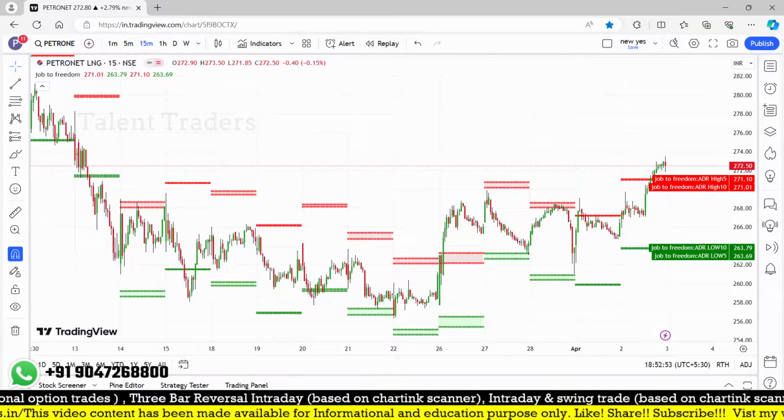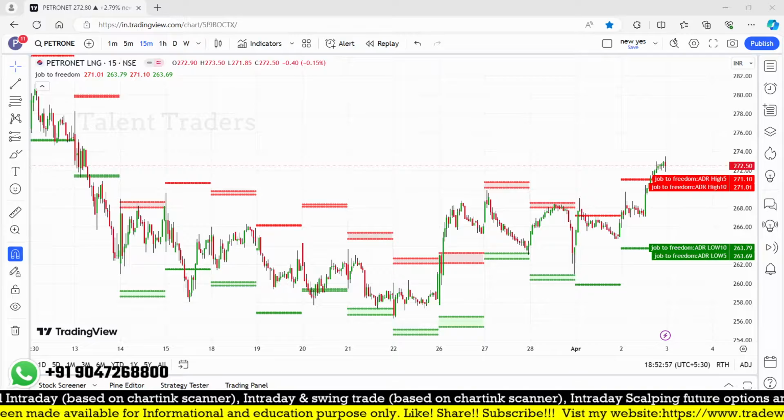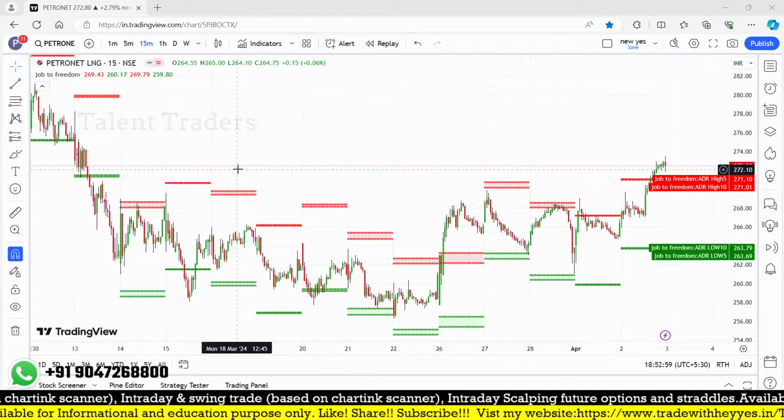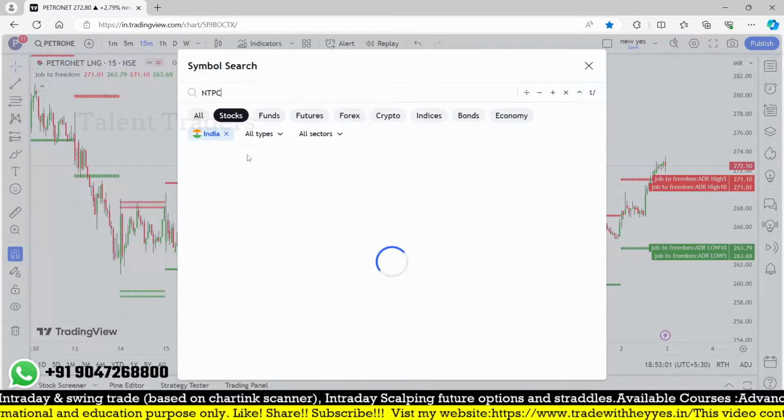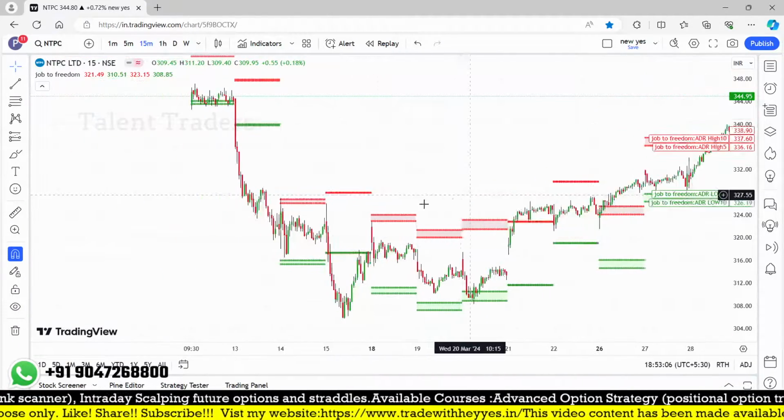Previously we didn't get it, and as a random check, if I check NTPC on any other day, it is 14.3, which is narrow. Here it is 14.3.